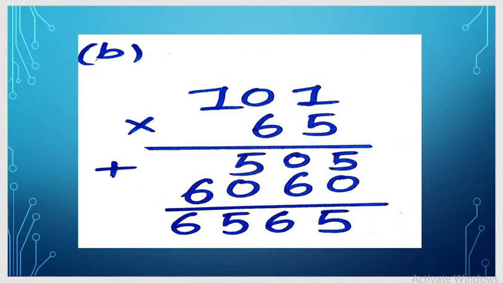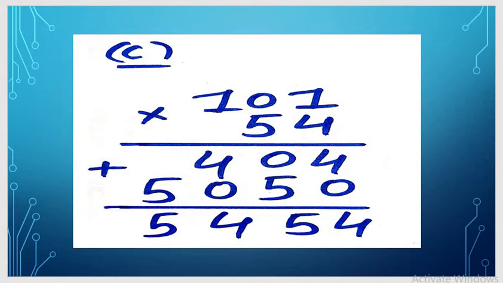I hope you all have understood better. Now we move on to question number C. So let's see question number C. What is the question number C? Question number C is 101 multiplied by 54.